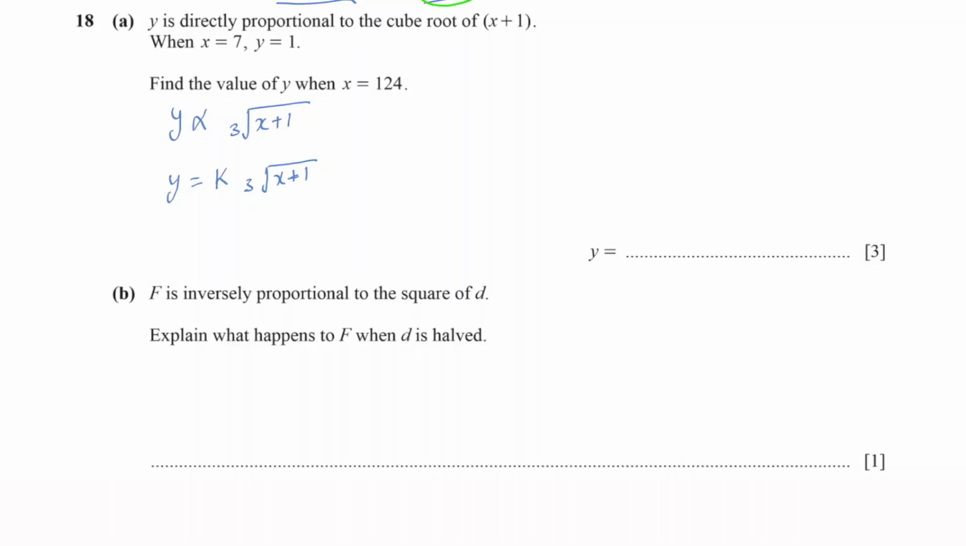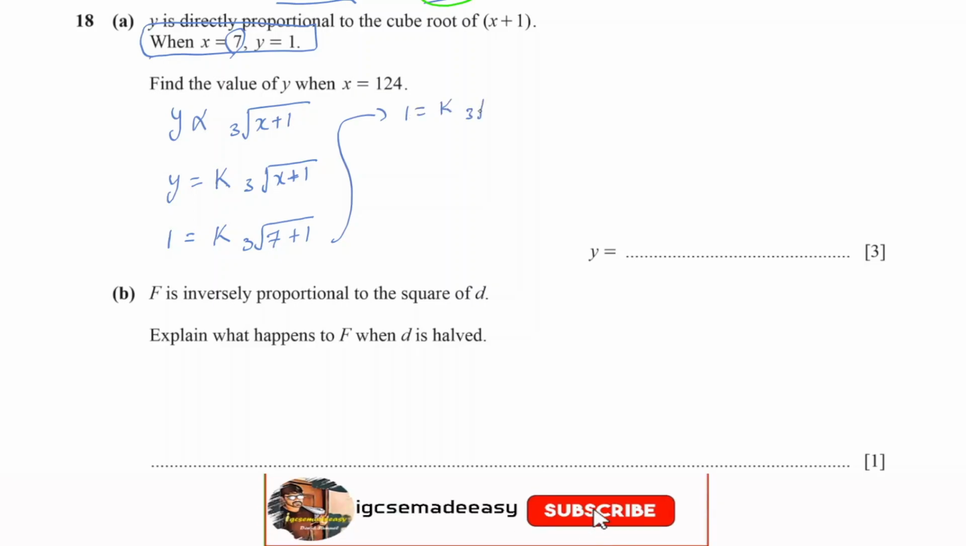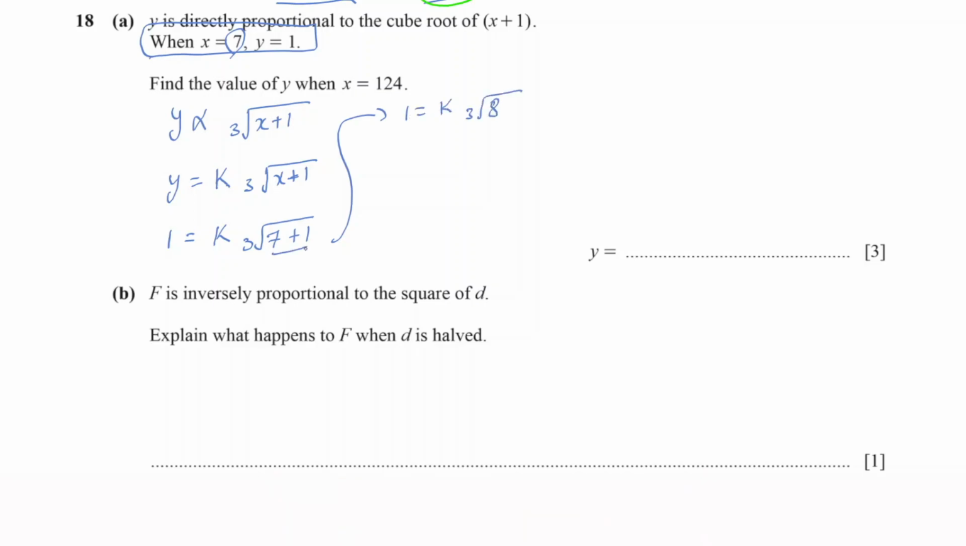Then it is given that when x is 7 and y is 1. So y equals 1, and I put k into the cube root of x, which is 7, so 7 plus 1. After this I'm solving here. So 1 equals k into the cube root of 7 plus 1, which gives you 8. So what is the value of k here?